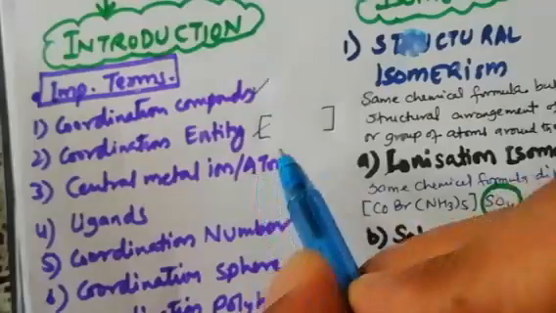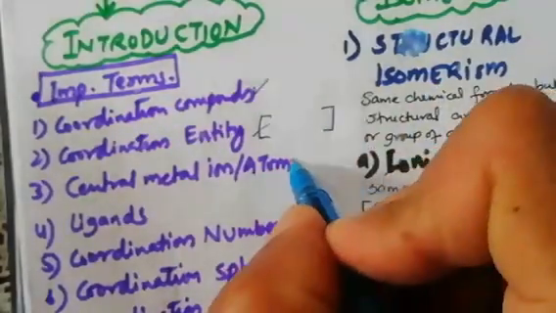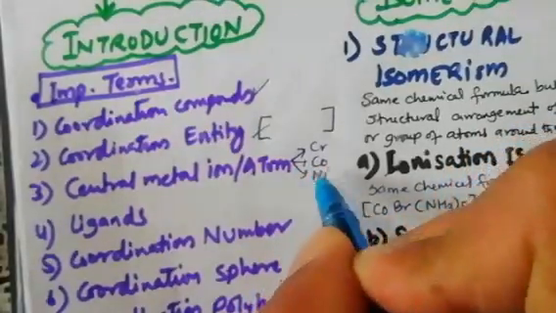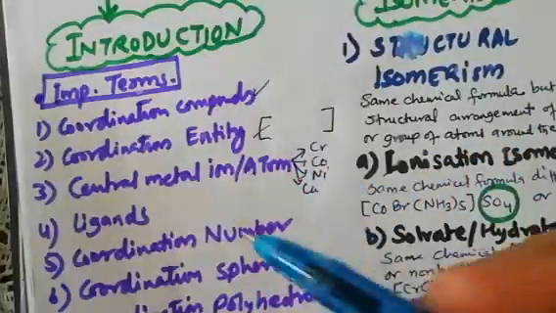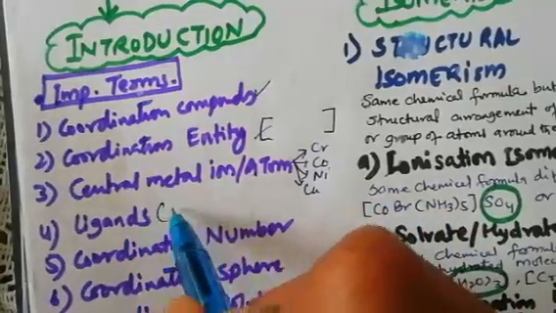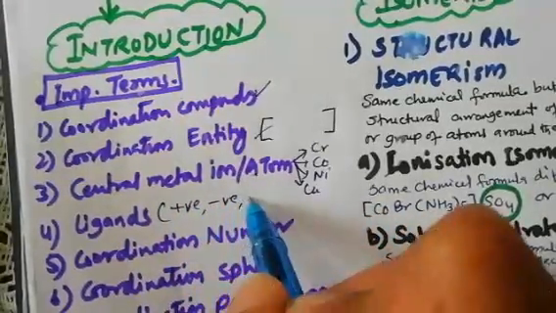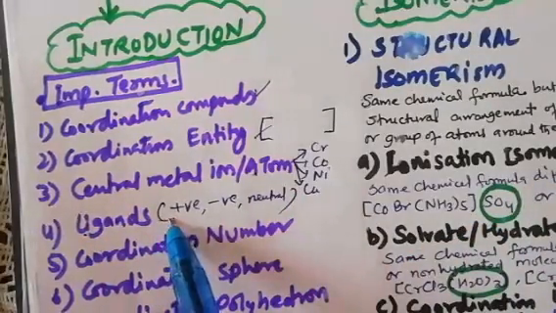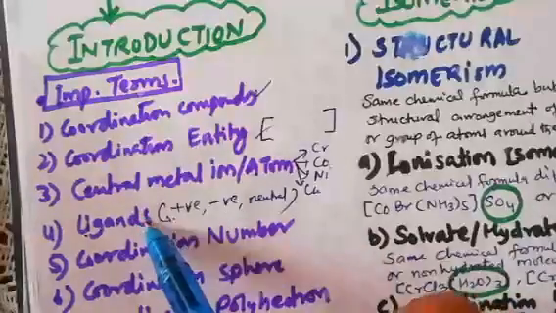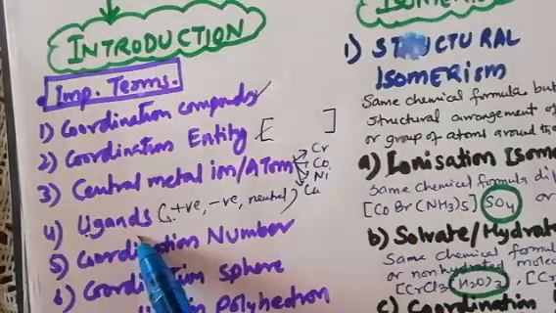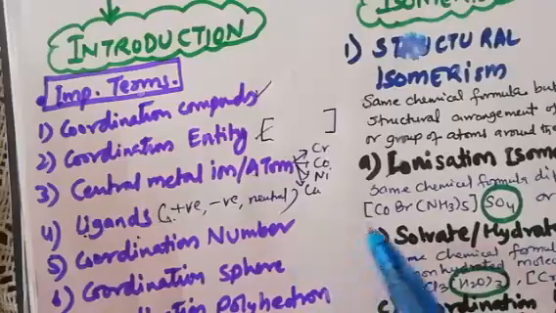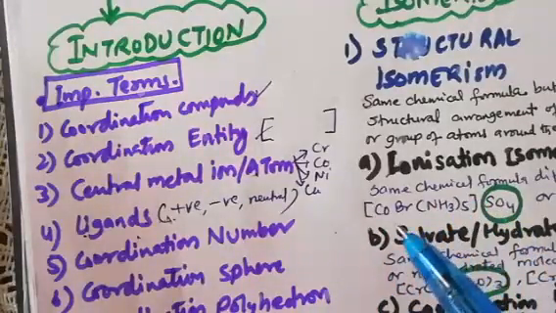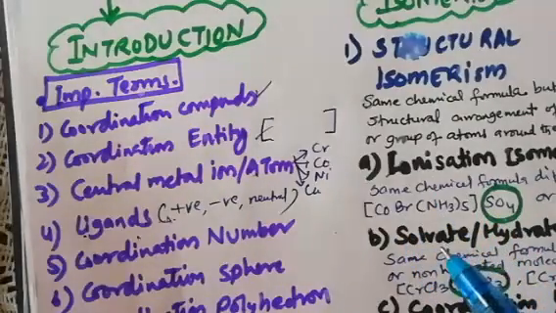The central metal or ion is a D block element. It can be chromium, cobalt, nickel, copper, zinc, or any other. Ligands can be positive, negative, or neutral. All those molecules or elements which attach to the central metal are called ligands, and these ligands give a lone pair to form a coordinate bond. Coordination number is the total number of ligands to which the metal is directly attached in the coordination sphere.